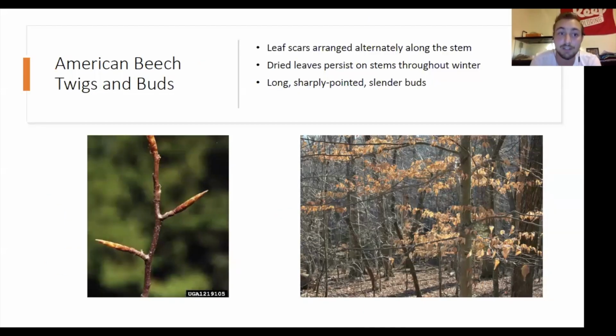Our American beech twigs and buds are very identifiable. Sometimes you might run into them by accident while walking in the winter, and you'll feel a very pointed feature, and that's the bud. They are very long and conspicuously pointed, and I often run into them by accident when I'm walking through the forest. And then you'll notice the dried leaves that persist throughout the winter. So very identifiable in the winter. And like our elm, our leaf scars and buds are arranged alternately along the stem.